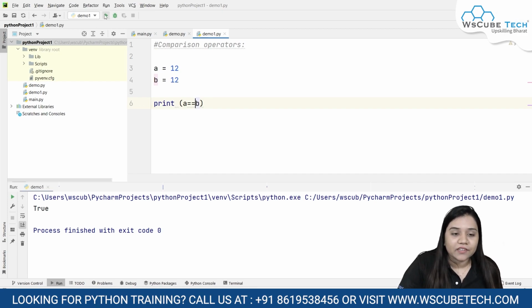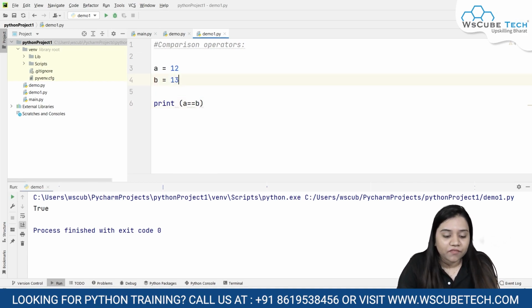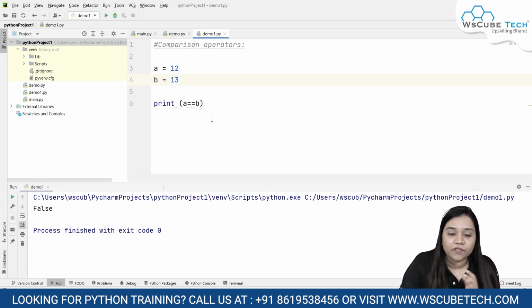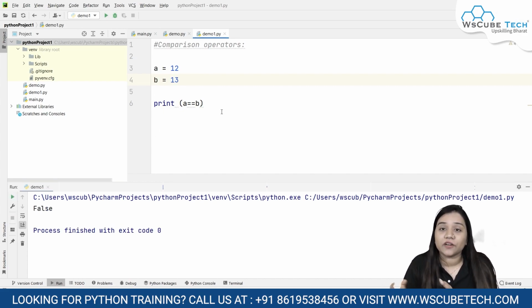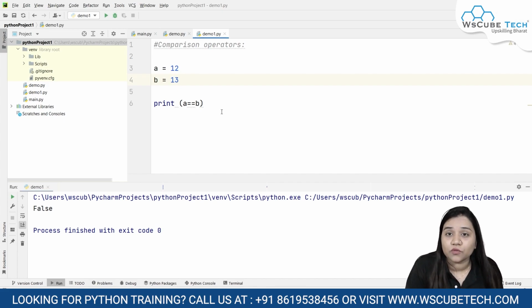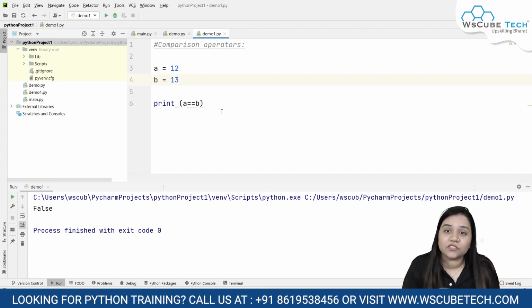So if I run it, we can clearly see that in both the variables we have 12, that the values of both the variables are 12. That's why it gives us true. At the same time, if I had written 13 over here and run it, it would have given me false because the values are not similar. Here we are not talking about the data types, both are integers. We are talking about the values over here. Here we have 12, on the other side we have 13. So 12 and 13 are not equal to each other.